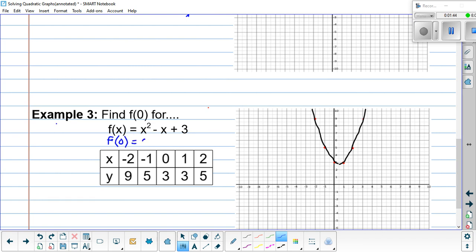So here we can plug in 0 minus 0 plus 3, so this is equal to 3. Also, you could have pulled that out from there. You could have just looked here. So there are lots of different places we can find that y-intercept, being the value where y is 3 and x is 0.